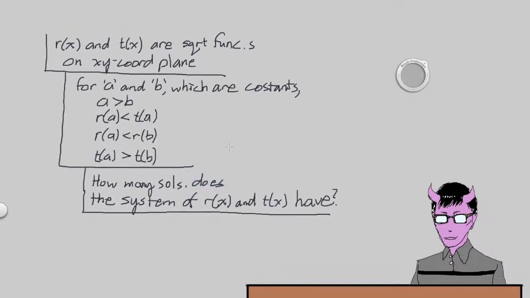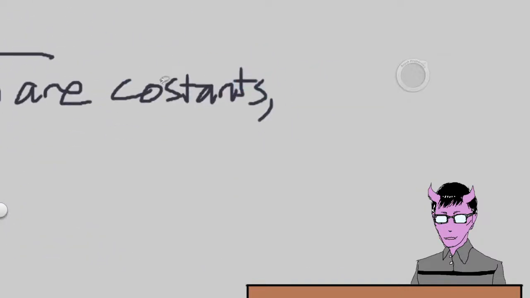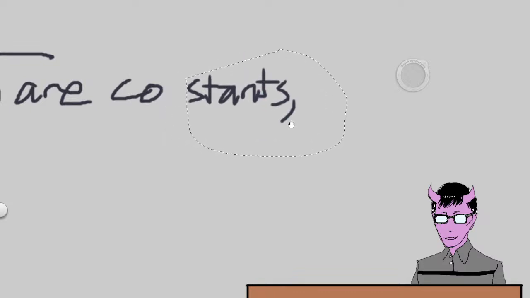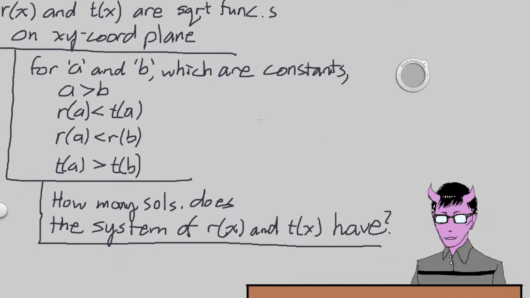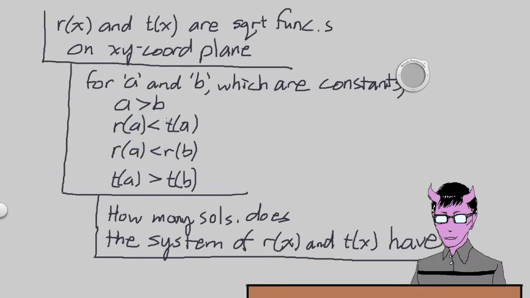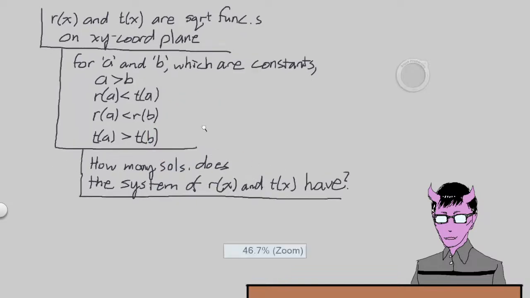Alright. r of x and t of x are square root functions on the xy coordinate plane. We have a and b, which are constants. There we go. So for a and b, which are constants, fact number 1, a is greater than b. Fact number 2, r of a is greater than t of a. And then fact number 3, r of a is less than r of b, and then we have t of a is greater than t of b. Okay, how many solutions? Oh, okay, so I think this is just a visual problem.